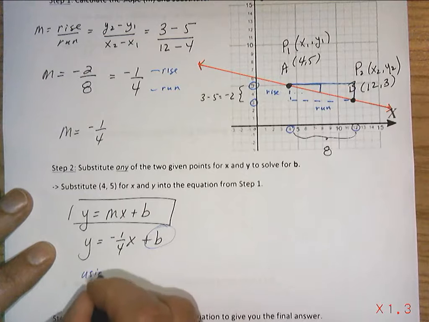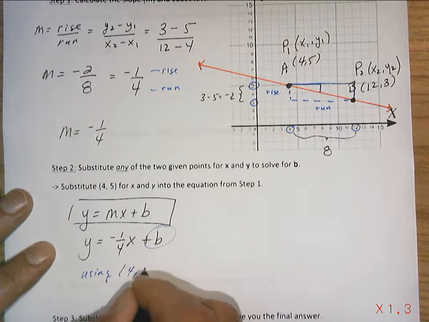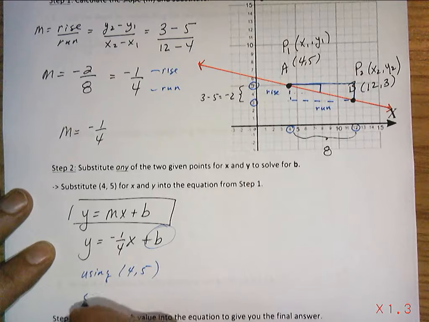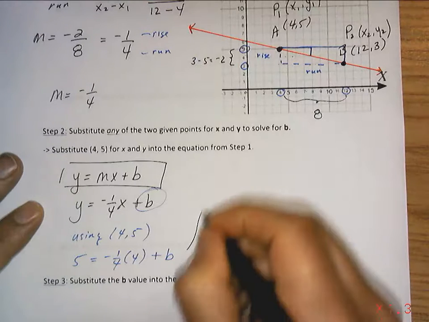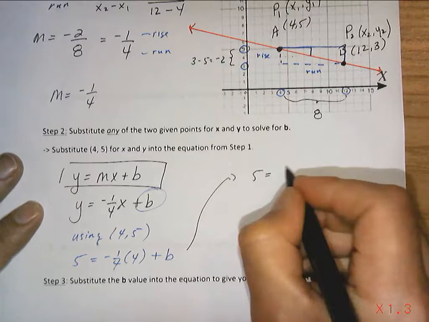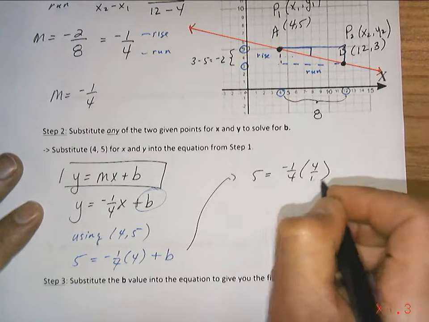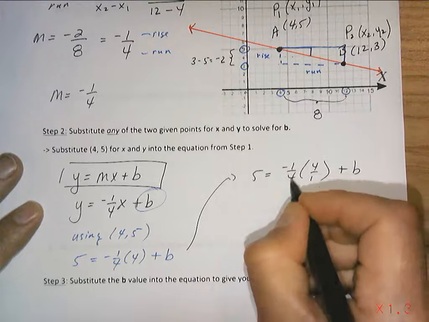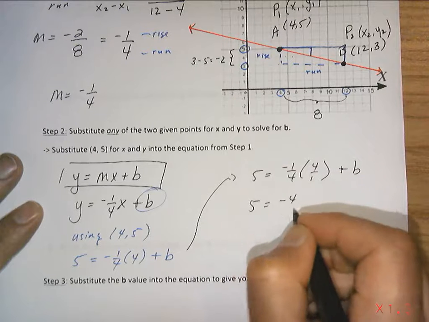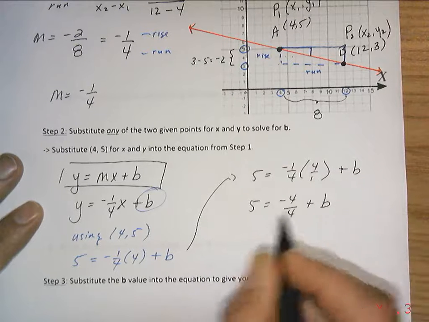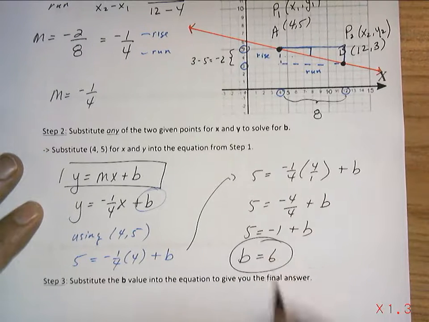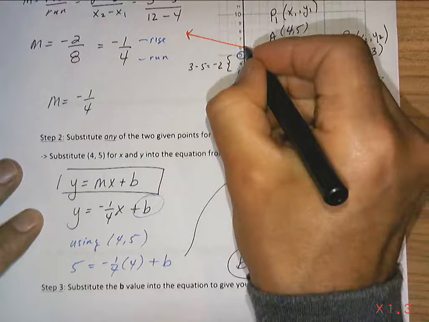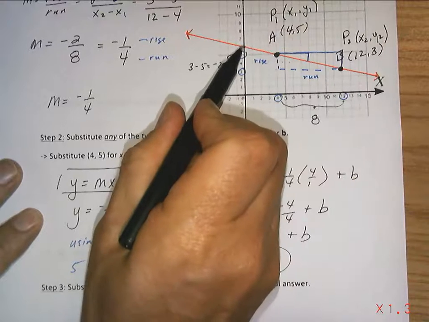Let's calculate it by using one of the 2 points that I gave us. So using, let's choose 4, 5. We're going to put 5 in for y, 4 in for x, and then solve for b, just like the last example. So it's 5 equals, now this is negative 1 over 4 times 4 over 1 plus b. Top times top, bottom times bottom. 4 divided by 4 is 1. Your b value is 6. Notice that's the same as what we could have read off the graph.